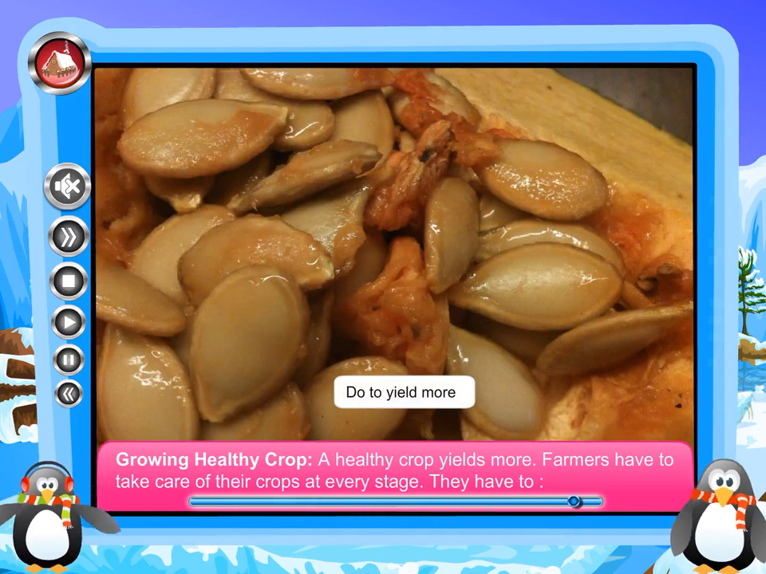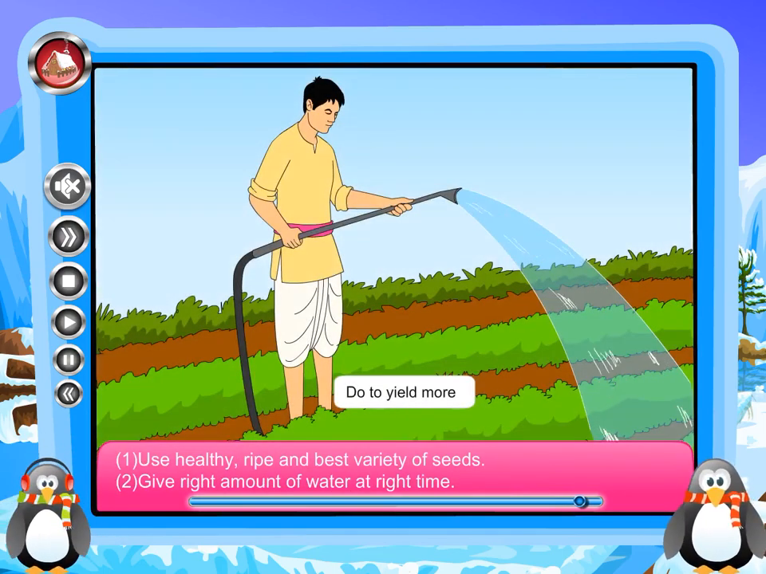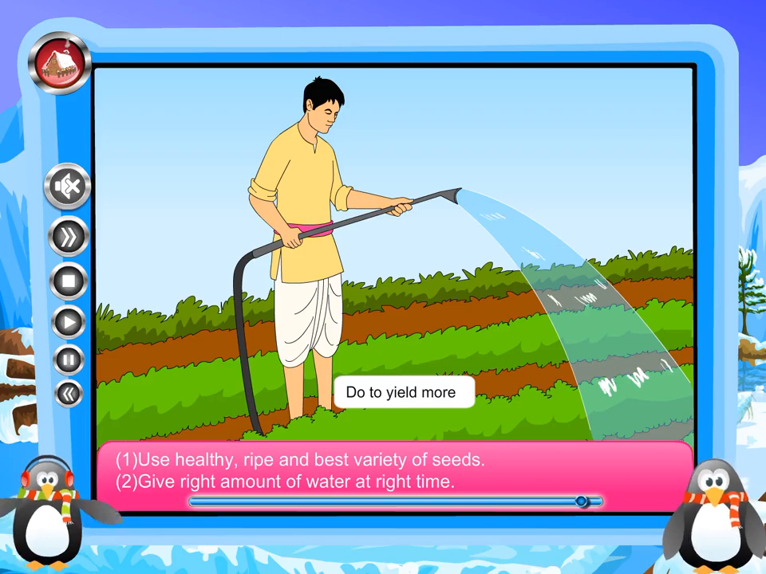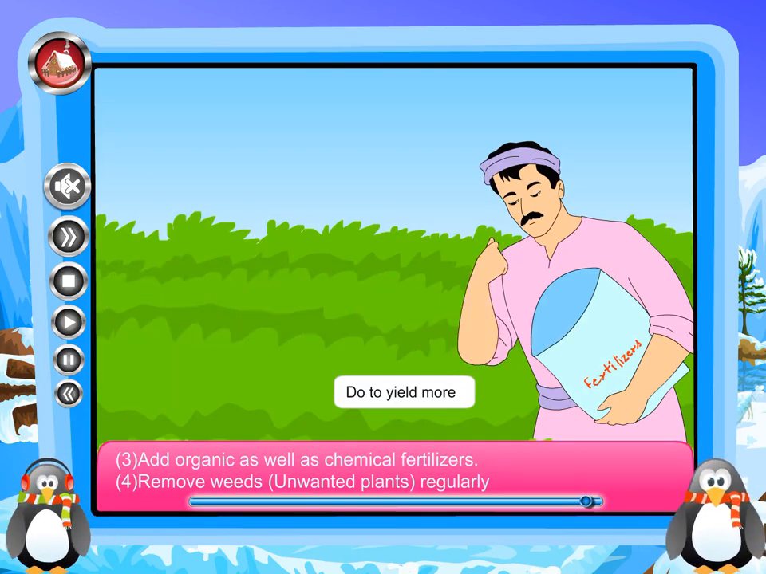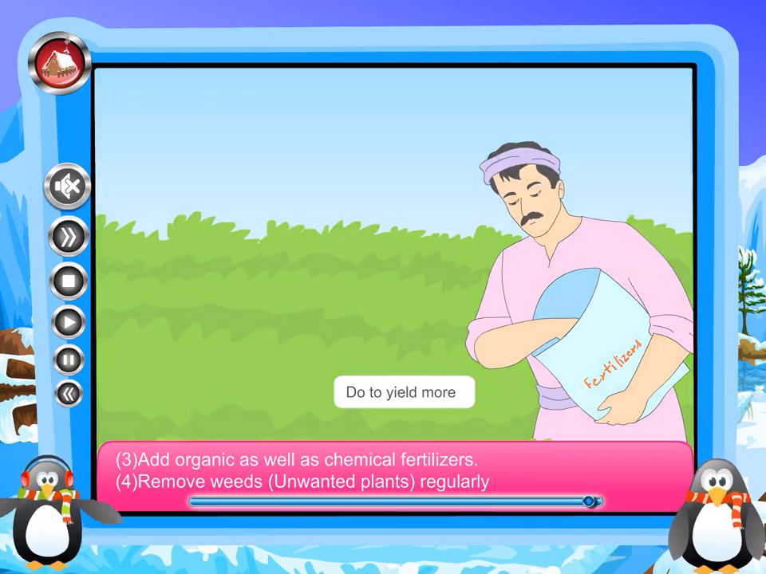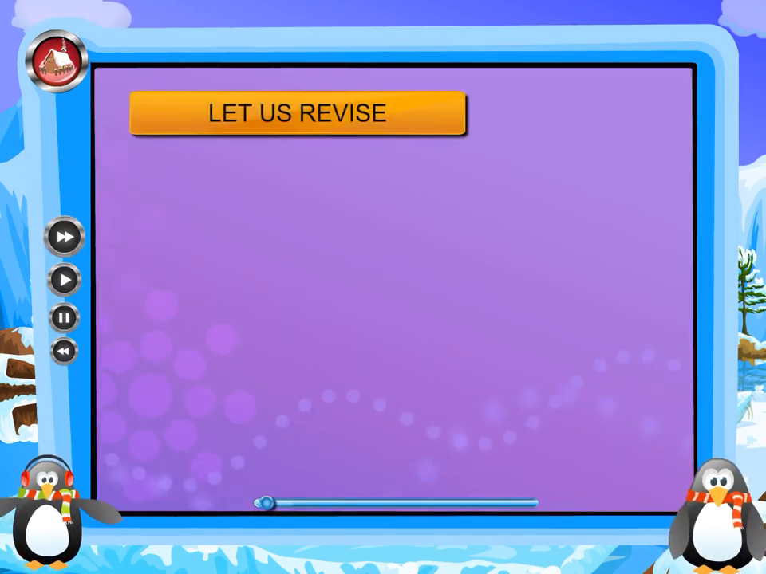Growing healthy crop. A healthy crop yields more. Farmers have to take care of their crops at every stage. They have to use healthy, ripe, and best variety of seeds, give the right amount of water at the right time, add organic as well as chemical fertilizers, remove weeds, unwanted plants, regularly, and protect the harvested crop from dampness, rats, birds, and other animals. Let us revise.